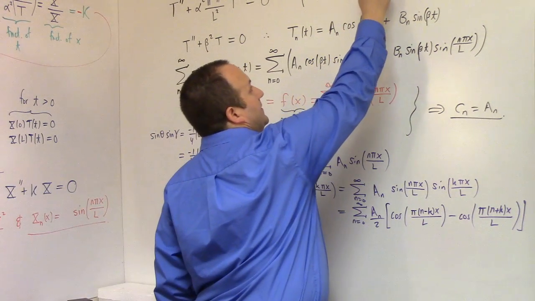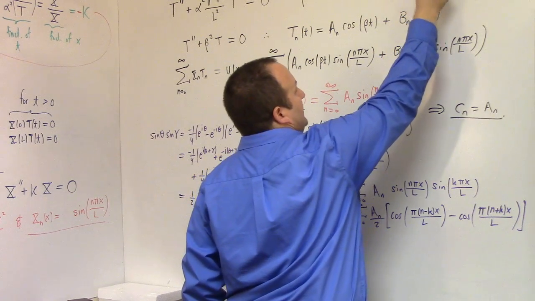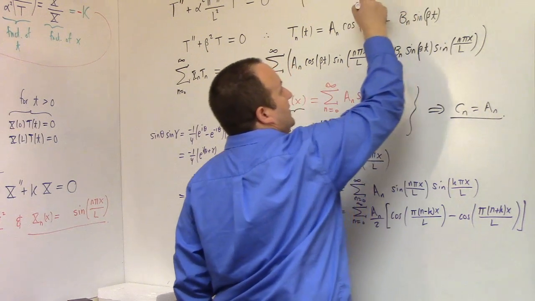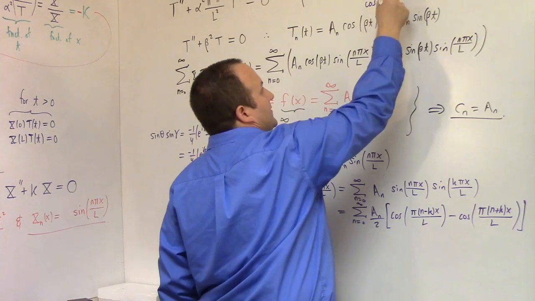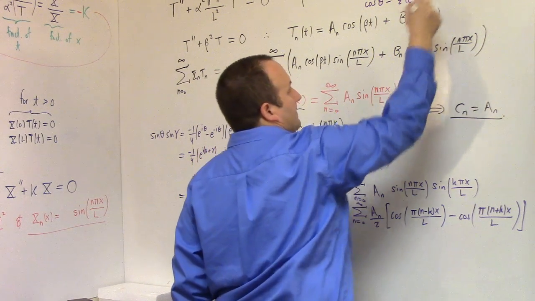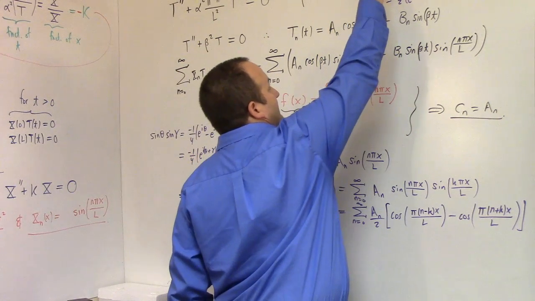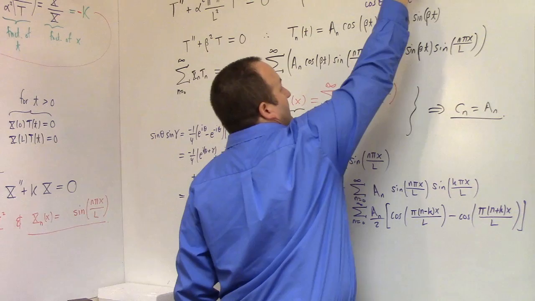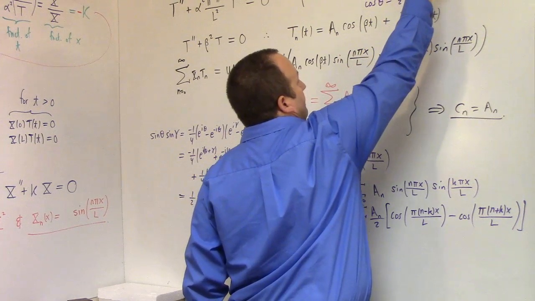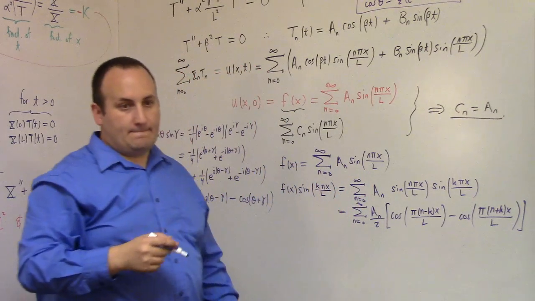So, sine theta is 1/2 e to the i theta minus e to the minus i theta. Cosine theta is 1/2 e to the i theta plus e to the minus i theta. These both come from Euler's identity, which is this: e to the i theta is cosine theta plus i sine theta.